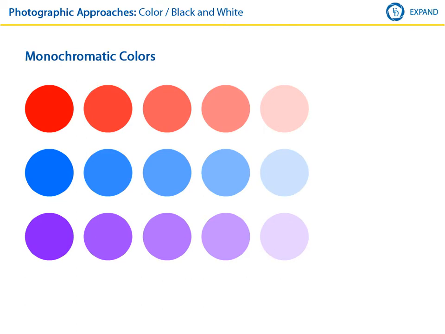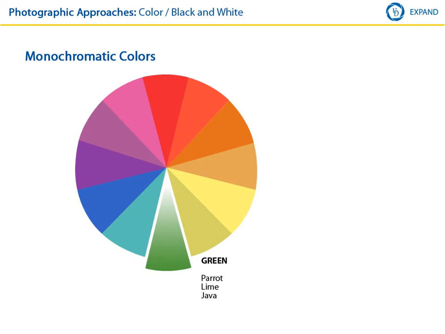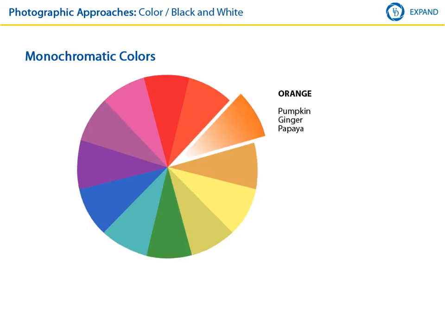One of your challenges is to capture a monochromatic scene. A monochromatic color scheme is made up of multiple shades of the same basic color. For example, ultramarine, Egyptian, and royal are all shades of blue. Parrot, lime, and java are all shades of green. And pumpkin, ginger, and papaya are all similar shades of orange.